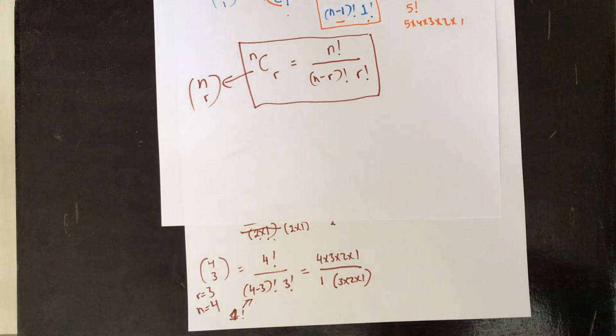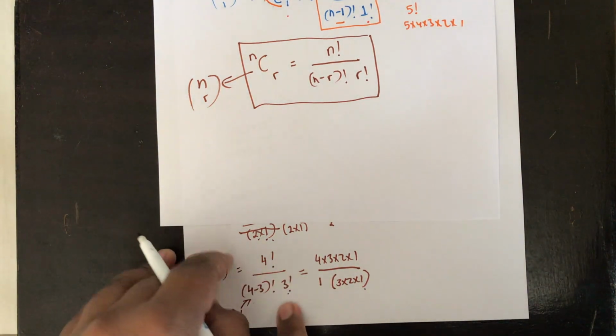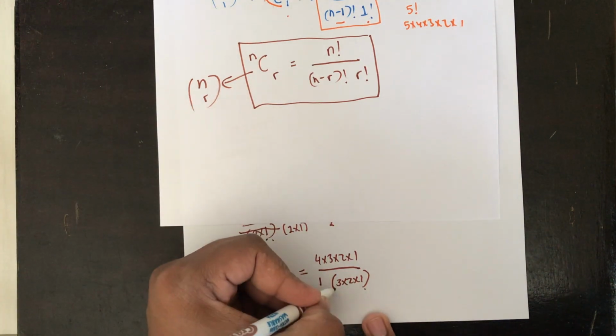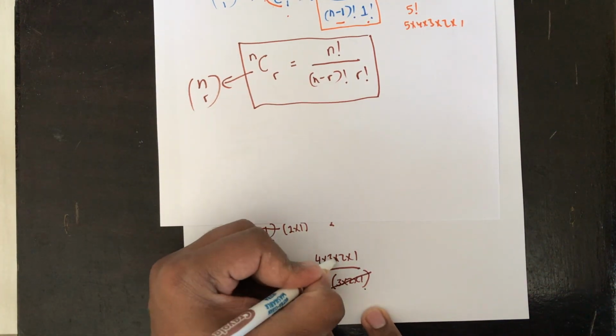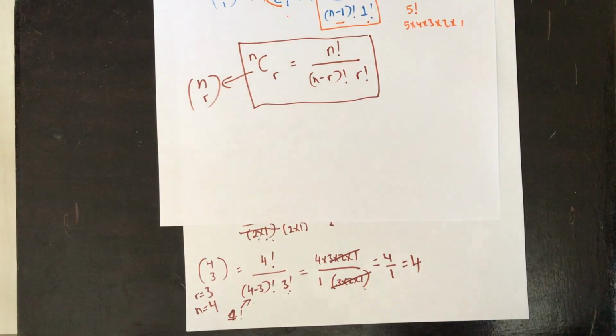That's how you do it. So I've reached 1 in 3 factorial, so I just stop there. So 3 factorial is 3 times 2 times 1. So whenever I reach 1, I just stop. So I have 3 times 2 times 1, which can cancel with this. So that gives me 4 divided by 1, which is 4.